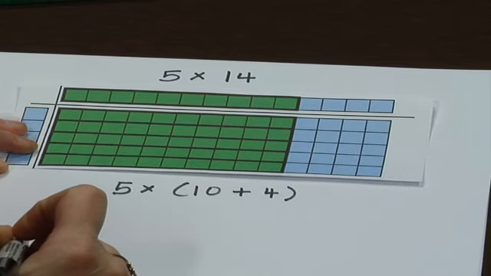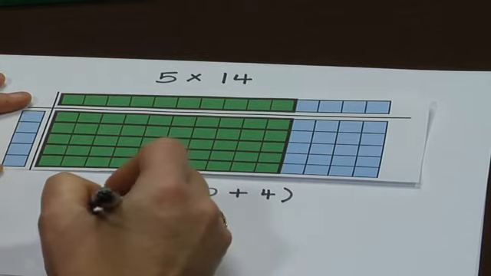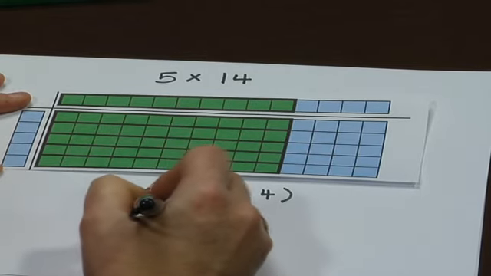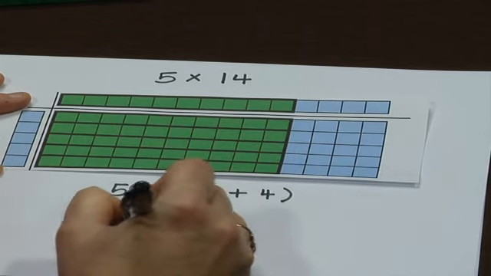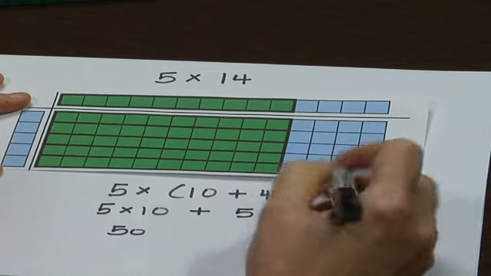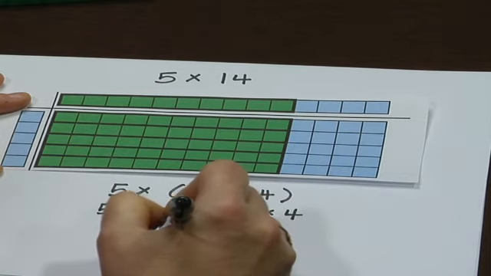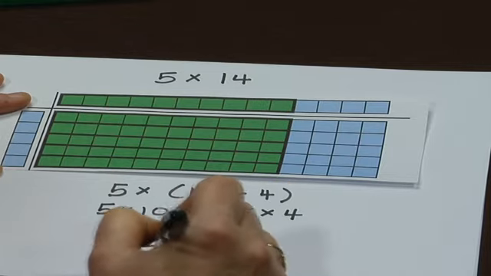And we can see how the distributive property is at play here, because we get 5 sets of 10, which we see right here with these 50, and 5 sets of 4, which we see right here with this 20. The product of 5 and 14 is 70.